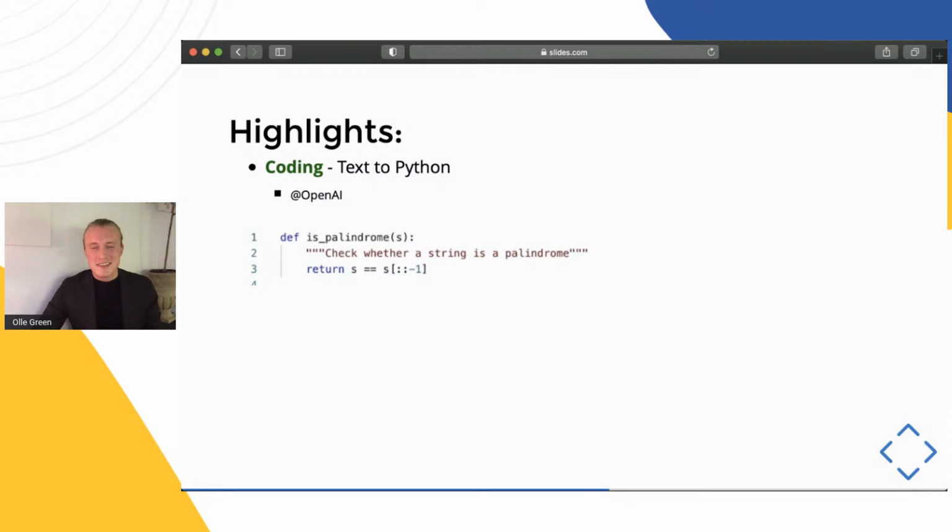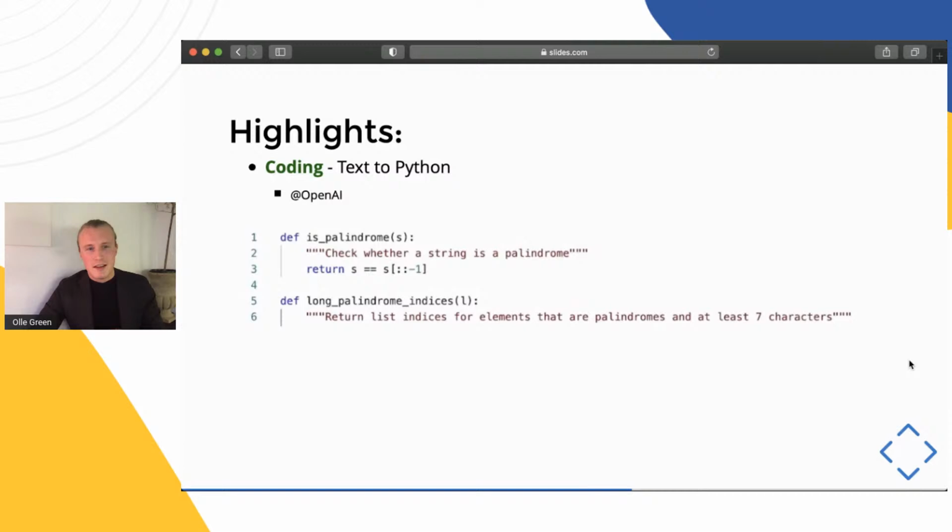So let's just think about this again. Is this really impressive? Not really. We can look at Stack Overflow probably pretty easily and find this. So, a quick Google, maybe not that impressive. However, this is where it gets interesting. Let's say now that we have a new function here that we want to return a list of indices for elements that are palindromes and at least 7 characters.